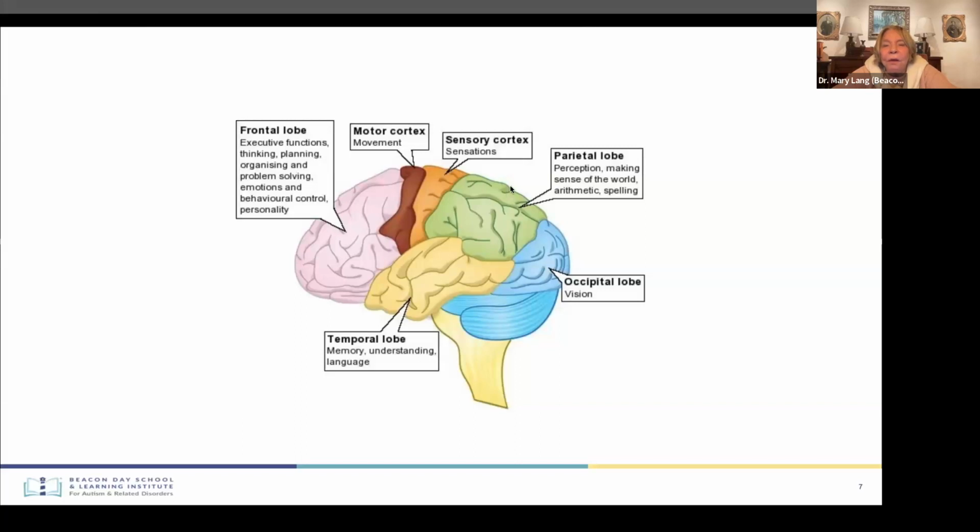The parietal lobe is the green lobe, and that's perception, making a sense of the world, arithmetic, spelling. A lot of sequencing goes on in the parietal lobe, especially on the left side of the lobe. Then we have the occipital lobe, and I'm going to share something with you with the occipital lobe, because although it's way back here, this is the lobe that relates to vision. And I'm going to use it as an example because it's true in all the lobes, but it's easy to show it in the occipital lobe.